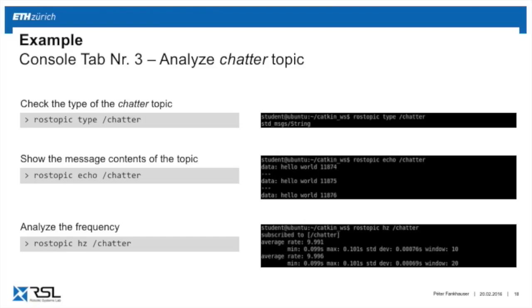Now there are other commands such as rostopic hz, or Hertz, which provides you the frequency at which this topic is published. So if you type in rostopic hz /chatter, you'll see that it measures for a while and then gives you the average rate together with a min and max and standard deviation. How fast are these messages sent out on this topic?